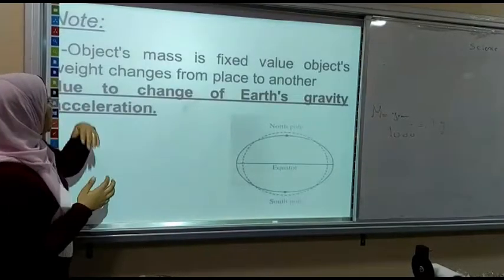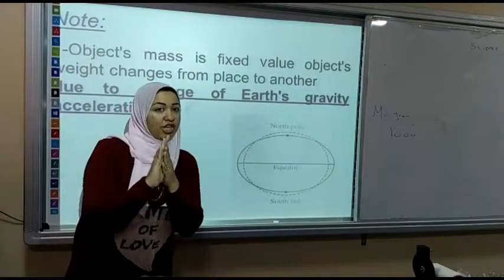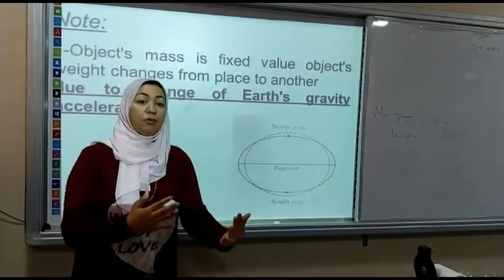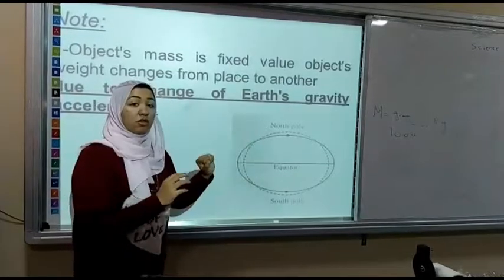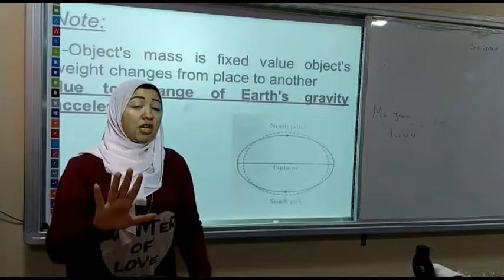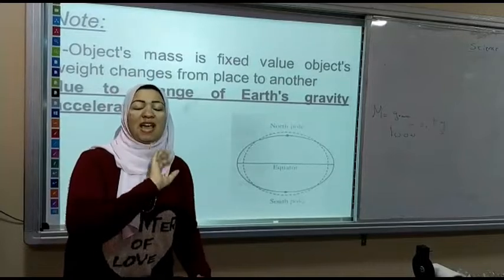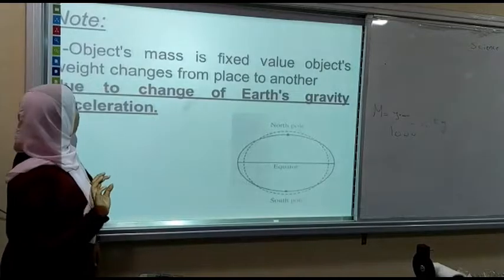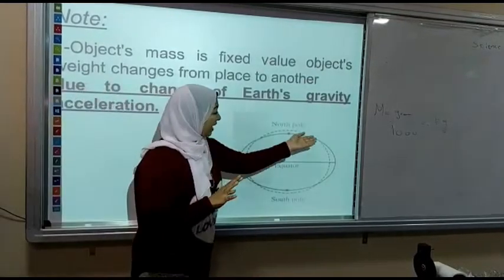Let's continue. And here we said the mass of the object is constant, it doesn't change. If your mass on the earth is 60 kilograms, it will be the same on the moon or Jupiter or any place on the ground. So the mass is constant, but the weight is variable. Again, the mass is constant, it doesn't change, it has a fixed value, while the weight is variable. So the object will change its weight according to the place of the object.